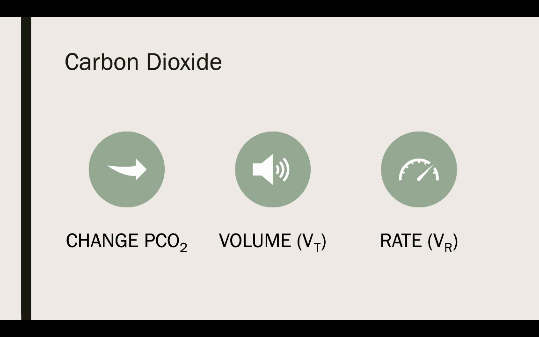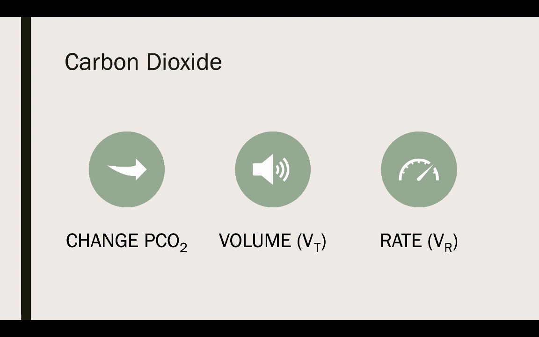On the other hand, maybe I have an issue with carbon dioxide. I want to change my carbon dioxide level, so my PCO2, or I'm measuring EtCO2 and tidal CO2, and I want to change that. Well, instead of playing with FiO2 and PEEP, that's not going to do anything for carbon dioxide. Here I'm changing my tidal volume and my rate. So it's all about minute volume here with carbon dioxide, how much carbon dioxide I am breathing off.